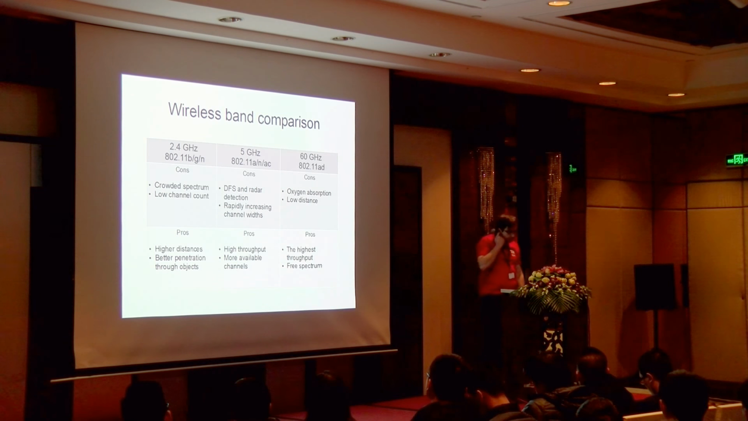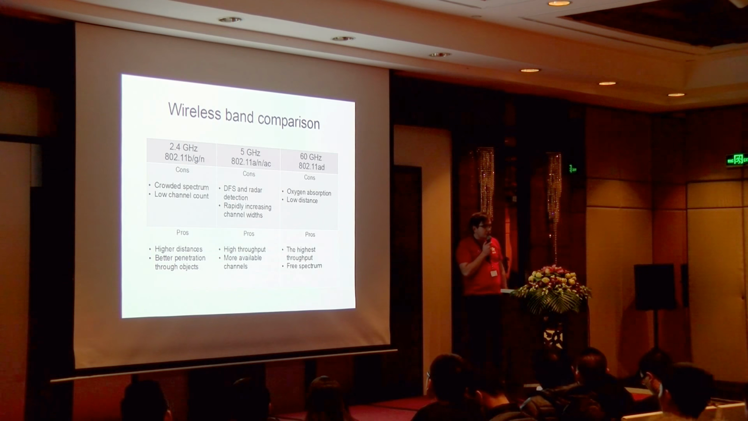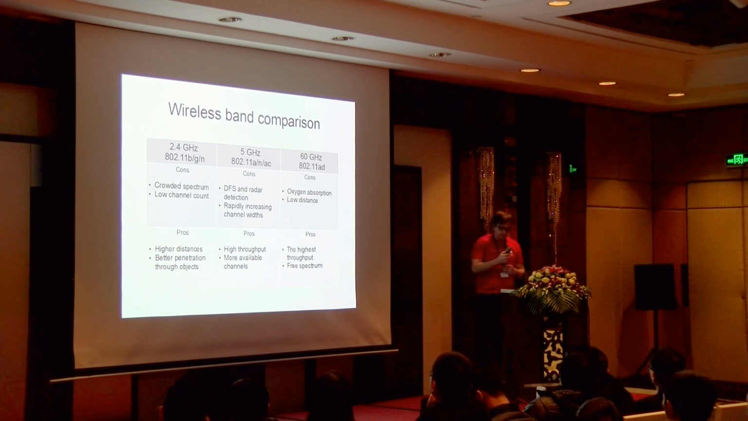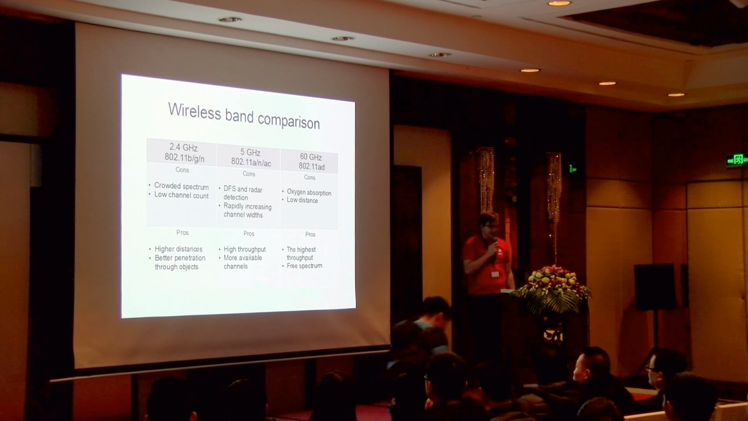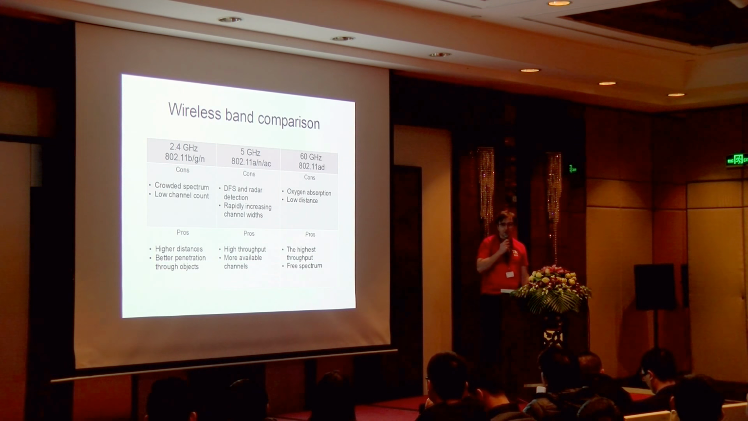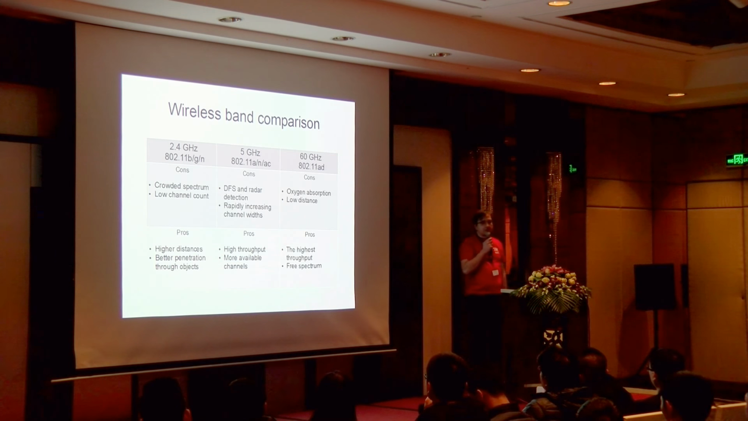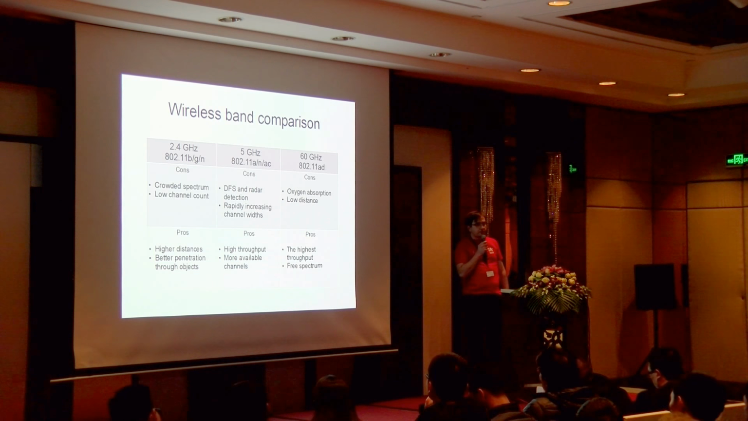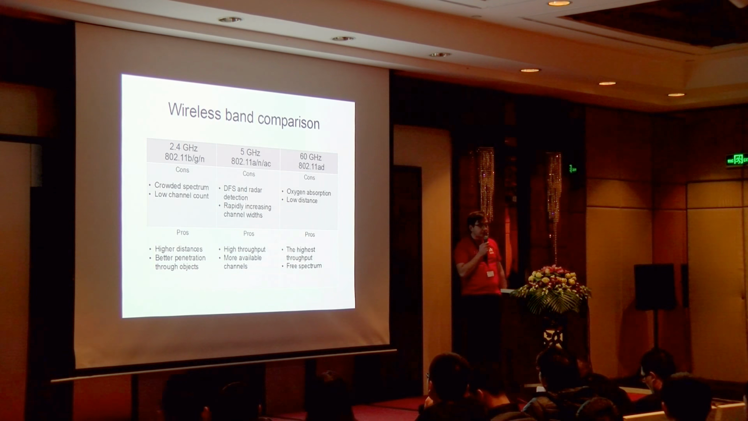But 2.4 gigahertz has the highest distance of all the frequencies. And it can penetrate through objects, for example, walls, trees. 5 gigahertz, on the other hand, has cons with dynamic frequency selection and radar detection.